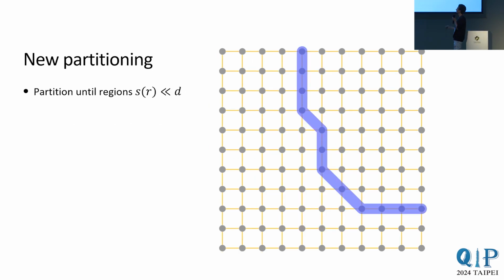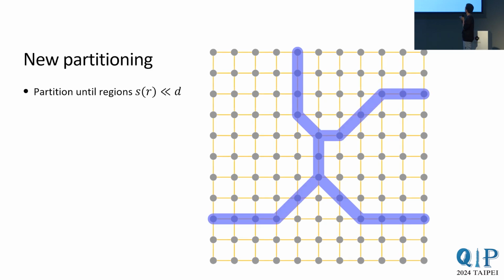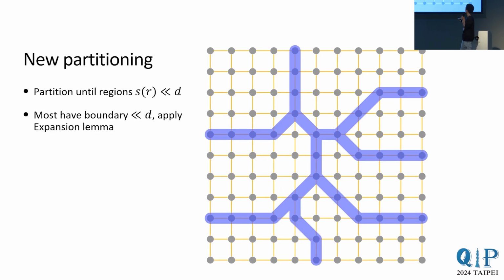How do we apply that? Well, we're going to separate our graph until the regions are not of size D, but are sufficiently small such that the separators are of size D. Once I do that, most regions are going to have boundaries that are relatively small. And in those cases, we can apply the lemma that we've just seen.